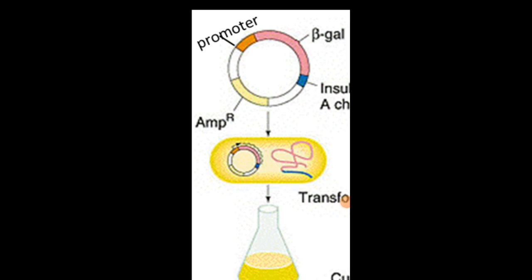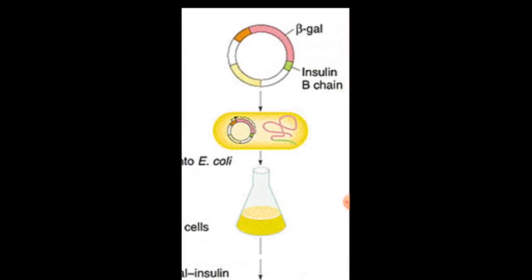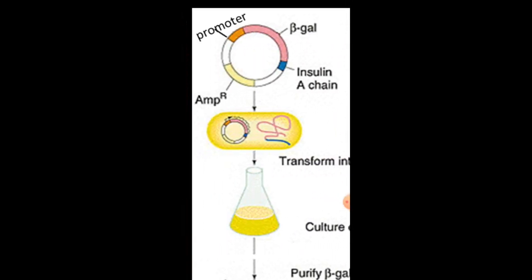Our next goal is the construction of the vector. The vector should contain the promoter along with the beta gal, and beside the beta gal we should have the insulin A chain. We will use two vectors, one for insulin A chain production and another one for insulin B chain production, in separate cultures. Along with those, a primary selection marker and an origin of replication are both necessary for the production of insulin A chain and insulin B chain.